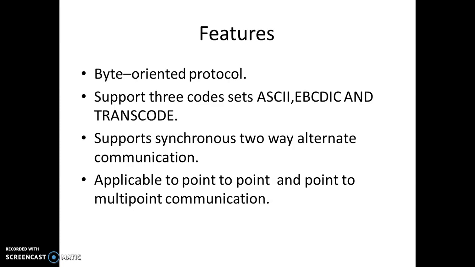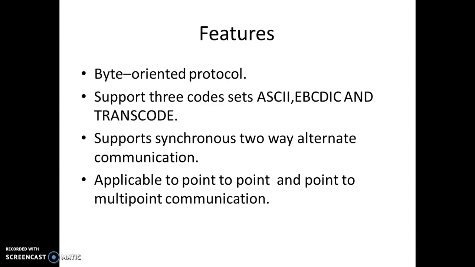Here it is a byte oriented protocol. As we have already discussed in class, protocols are of two types: byte oriented and bit oriented. Byte oriented means all the fields in the frame are at least one byte or a multiple of bytes. It supports three code sets: ASCII, EBCDIC, which stands for extended binary coded decimal interchange code, and transcode. It supports synchronous two-way alternate communication.